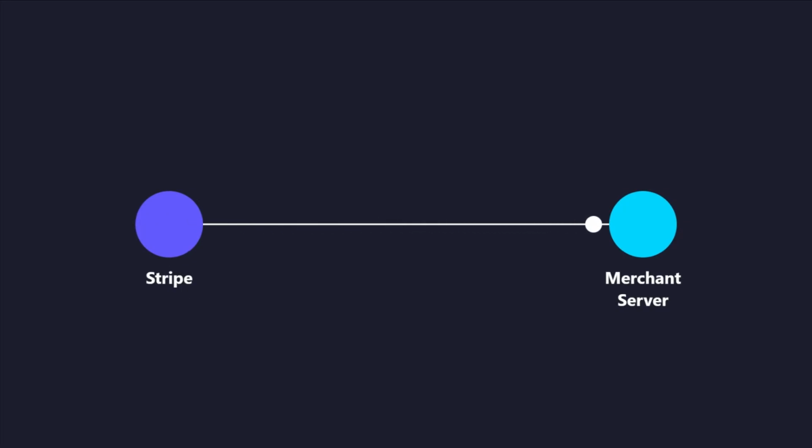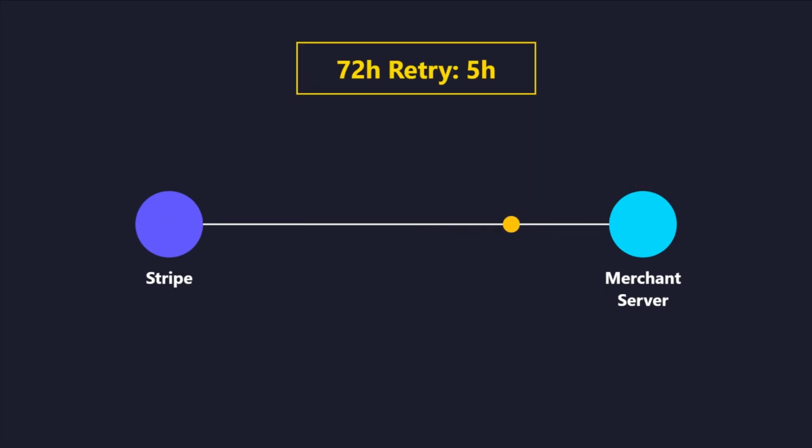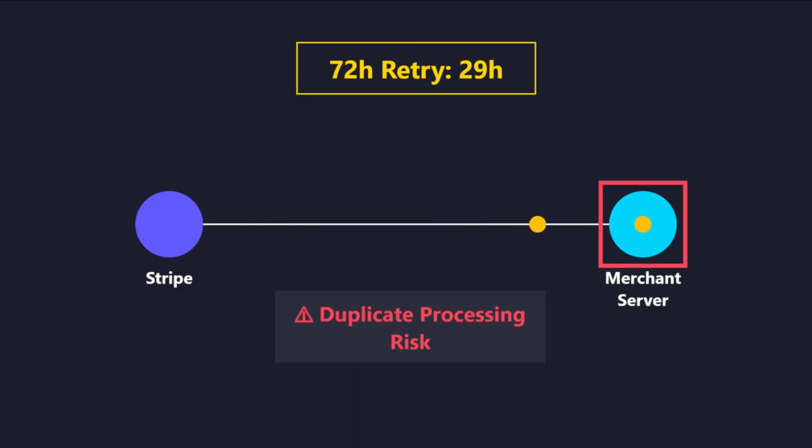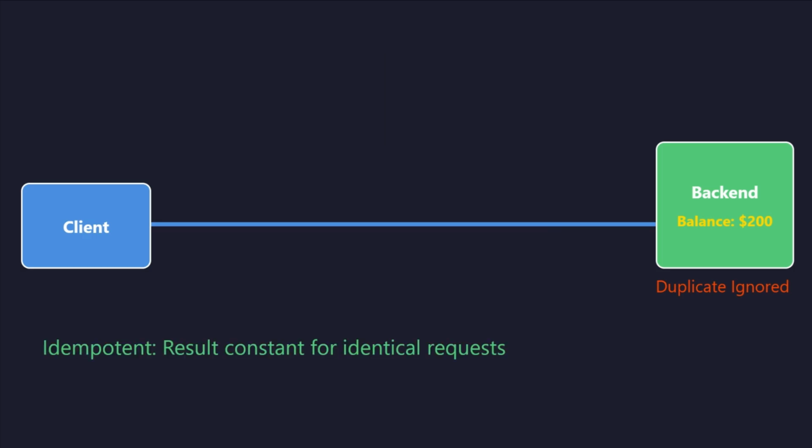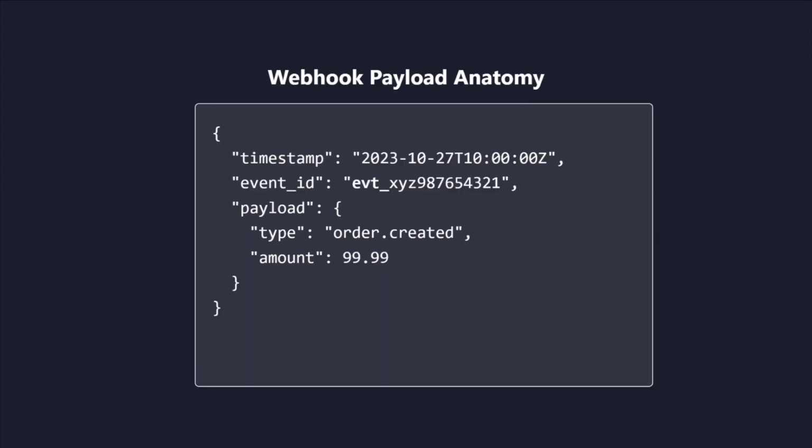Stripe infrastructure retries webhook deliveries for up to 72 hours if your server does not return a successful status code immediately. This persistent retry logic ensures data consistency but creates a high probability of processing the same transaction multiple times. Network instability often causes identical payloads to arrive repeatedly. This is known as at-least-once delivery. Your backend must be strictly idempotent, meaning multiple identical requests result in the same system state without duplicate side effects.